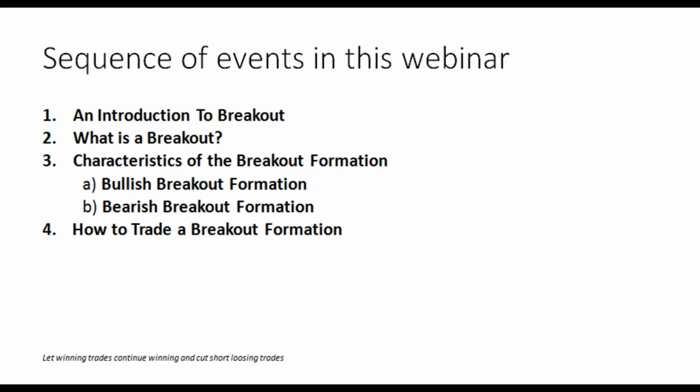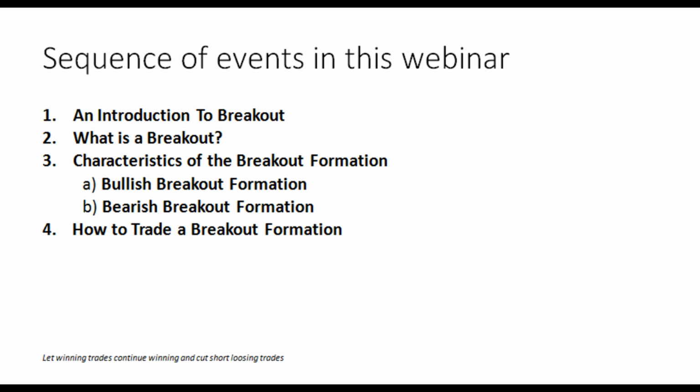The very first thing we're going to do is look at a slight introduction to breakouts. Then we're going to look at what a breakout is, then the characteristics of the breakout formation. Then we look at a bullish breakout, then a bearish breakout, and then how to trade a breakout formation. So these are just the simple four things that we're going to look at. We may look at other things like trend, indicators, and genuine breakouts as we proceed. So we move to the main chart.